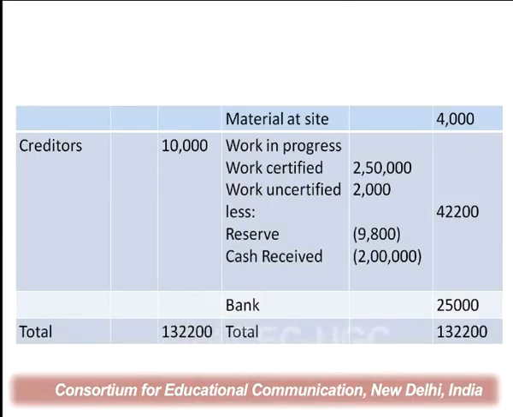So 42,200. And finally, in your trial balance it is given, the bank balance is 25,000 rupees at the end of the year. So that comes to be 1,32,200. So this is how you match your balance sheet. So let's recapitulate how we have solved this problem, right?